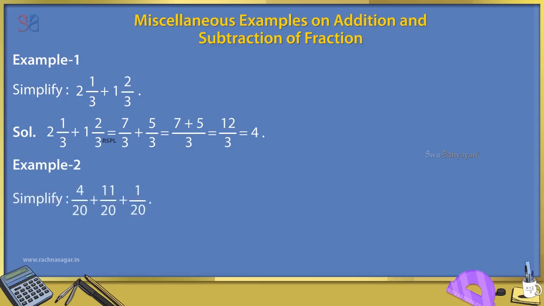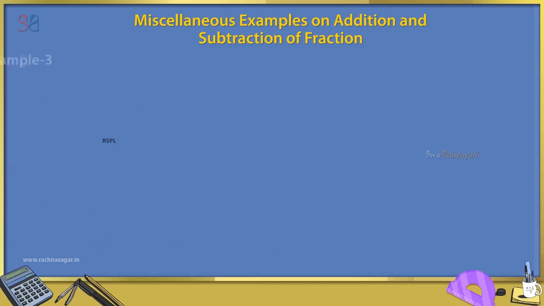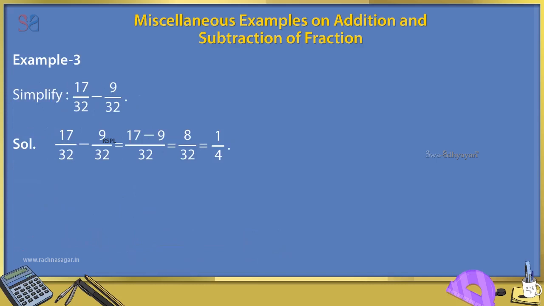Example 2. Simplify 4 by 20 plus 11 by 20 plus 1 by 20. Solution. 4 by 20 plus 11 by 20 plus 1 by 20 is equal to 4 plus 11 plus 1 by 20, which is equal to 16 by 20, which is equal to 4 by 5. Example 3. Simplify 17 by 32 minus 9 by 32. Solution. 17 by 32 minus 9 by 32 is equal to 17 minus 9 by 32, which is equal to 8 by 32, which is equal to 1 by 4.